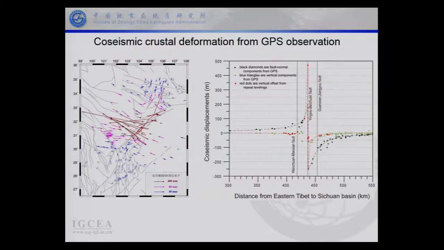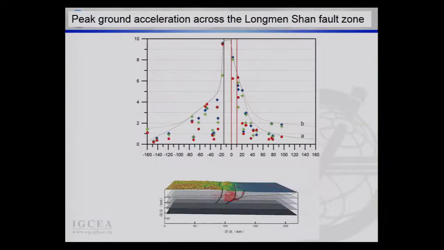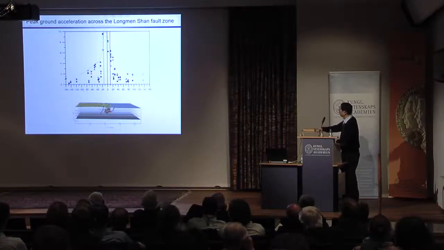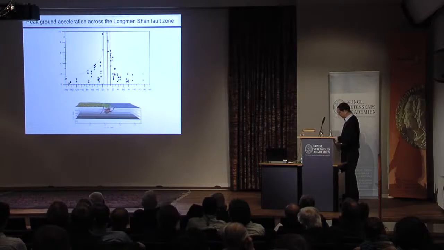and it decays very rapidly. When across the Longmen Shan fault zone, it is almost 20 or 30, or no more than 50 millimeter co-seismic displacement. And the strong ground motion also shows the shaking, with most of the shaking taking place within the Longmen Shan fault zone. Below the fault zone, you can see it decays very rapidly.